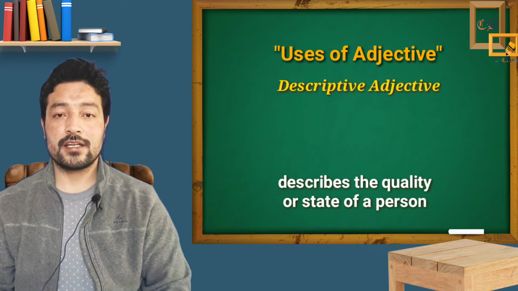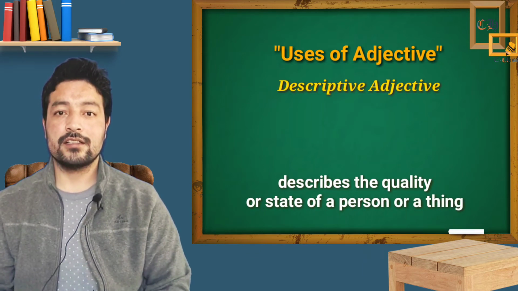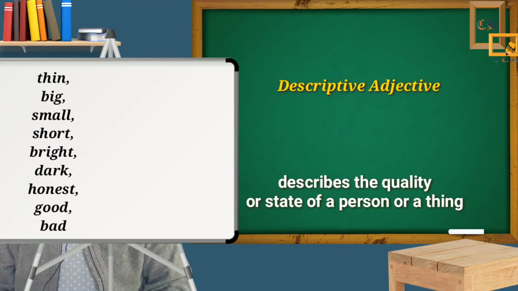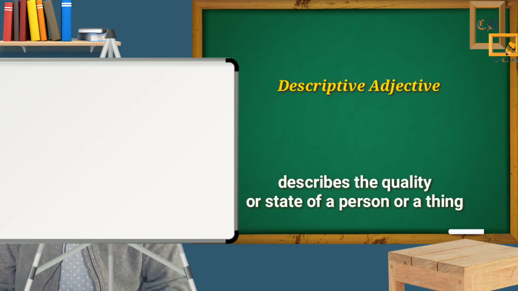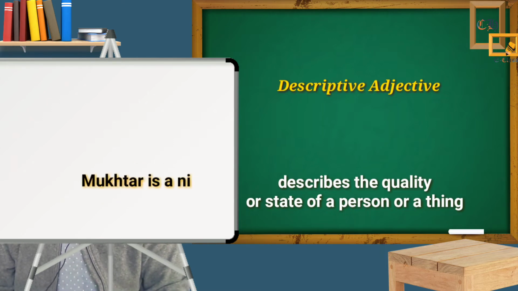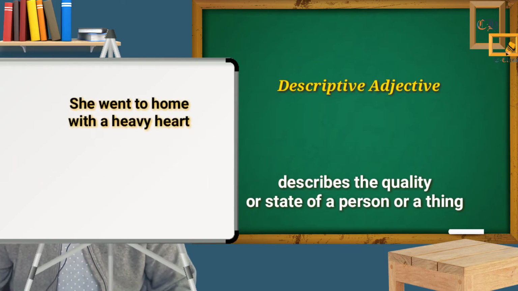The adjectives which describe the quality or the state of a person or thing in a sentence are called descriptive adjectives. The words thin, big, small, short, bright, dark, honest, good, bad are kinds of descriptive adjectives. Let's try to understand through these examples. Mr. Abul is a hardworking teacher. In the next example, Mukhtar is a nice student. In the third example, she went home with a heavy heart.